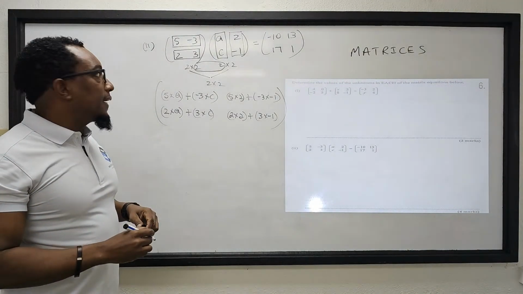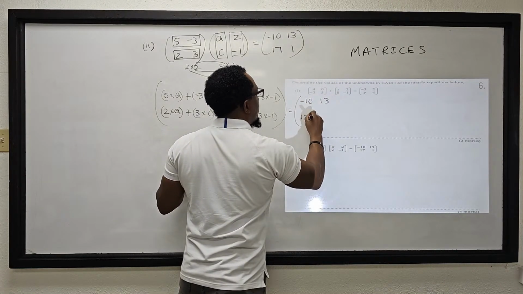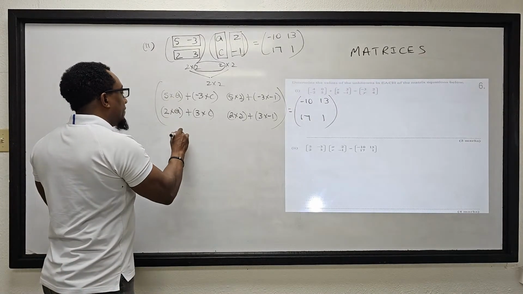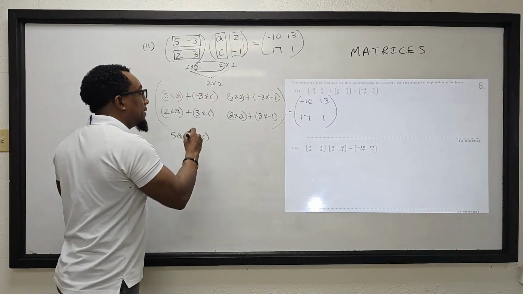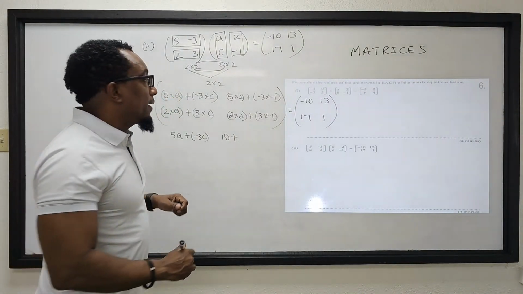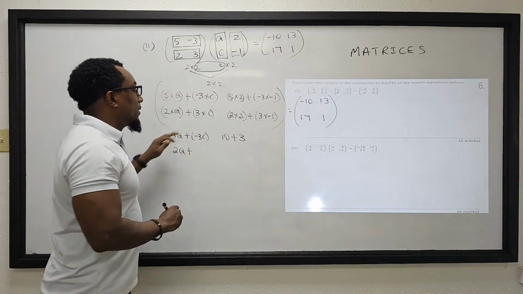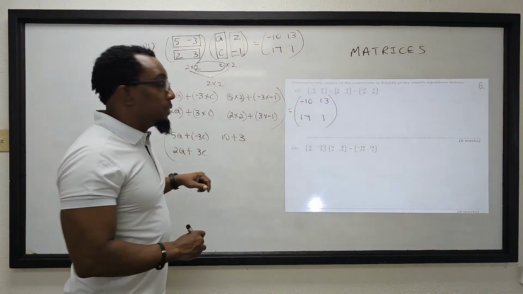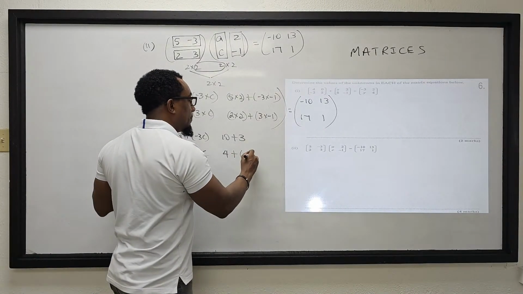So we simplify that, what we're going to get. And of course that will be equal to negative 10, 13, 17, 1. Okay? So let's simplify. 5 by A is 5A plus negative 3 by C is negative 3C, put that in brackets. 5 by 2 is 10 plus negative 3 by negative 1 is positive 3. 2 by A will be 2A plus 3 by C will be 3C. Then 2 by 2 is 4 plus 3 by negative 1 is negative 3, which I place in brackets.